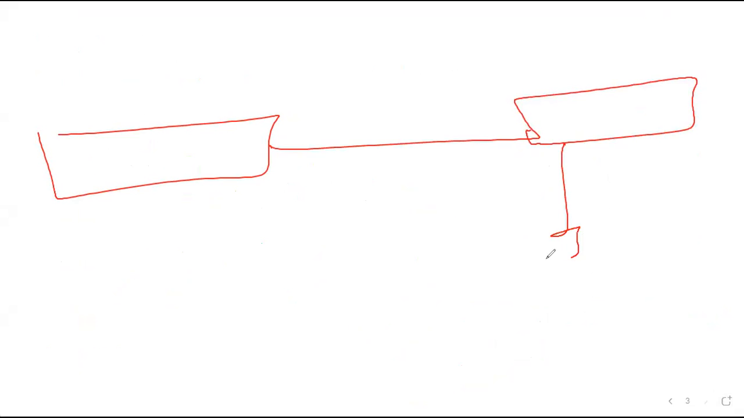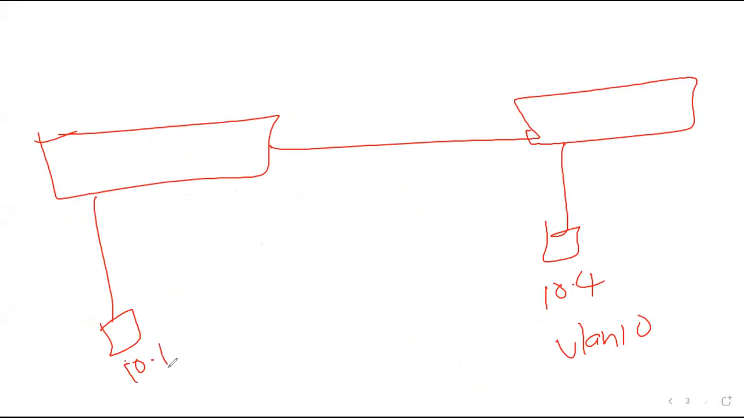So let's see what's going on now. I have two switches. I have a system here which is 10.4 in VLAN 10, and a system here which is 10.1 under the same VLAN. I'm trying to send traffic from this system going out on this port, which is port number 23. From here, the traffic is not going out because I denied all the VLANs on this port.